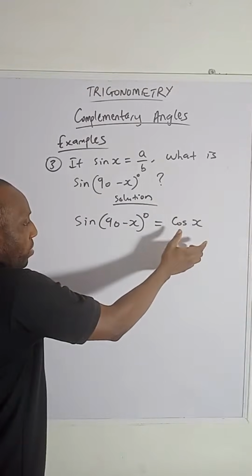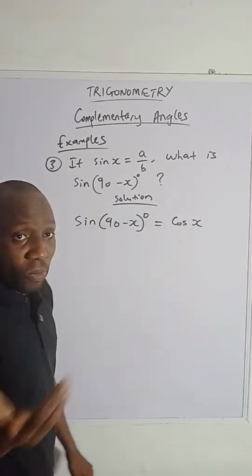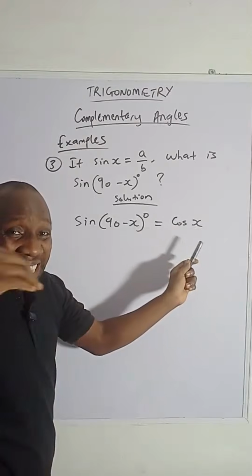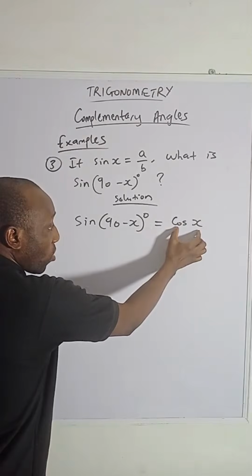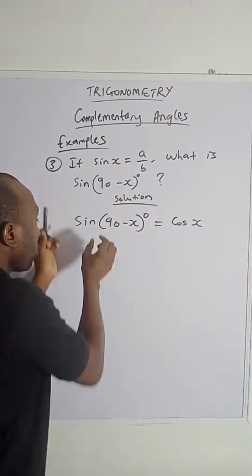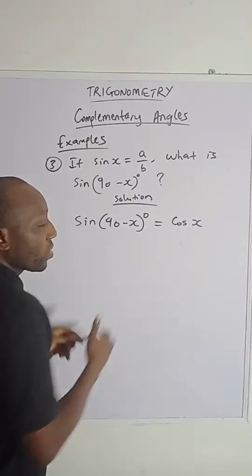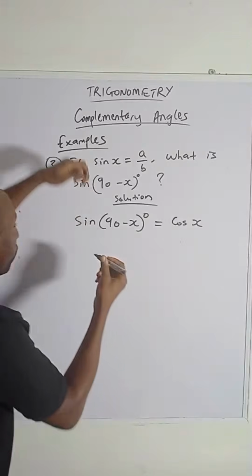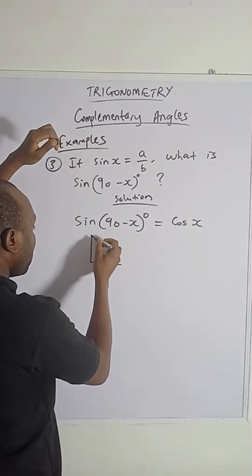Some people will start asking, where did cos x just come in? I had to bring this up so that in case you want to just look for cos x, it is also equal to sine 90 minus x. But I'm going to look for sine 90 minus x directly, not looking for cos x. How will I do that? Let's draw a right angle triangle.